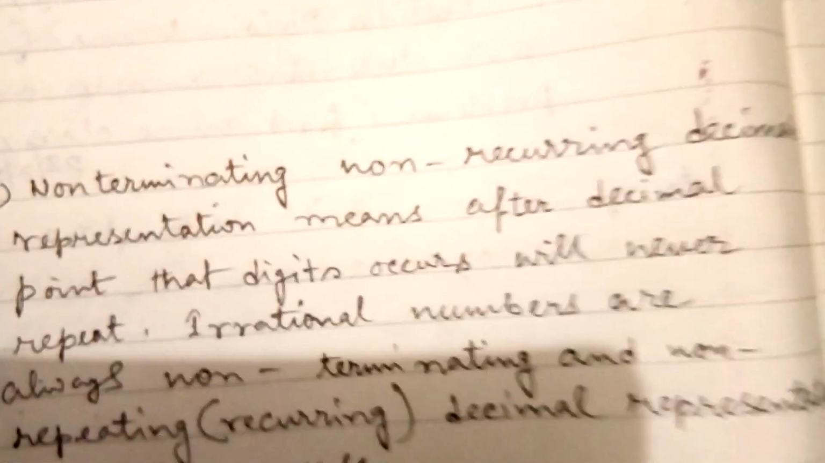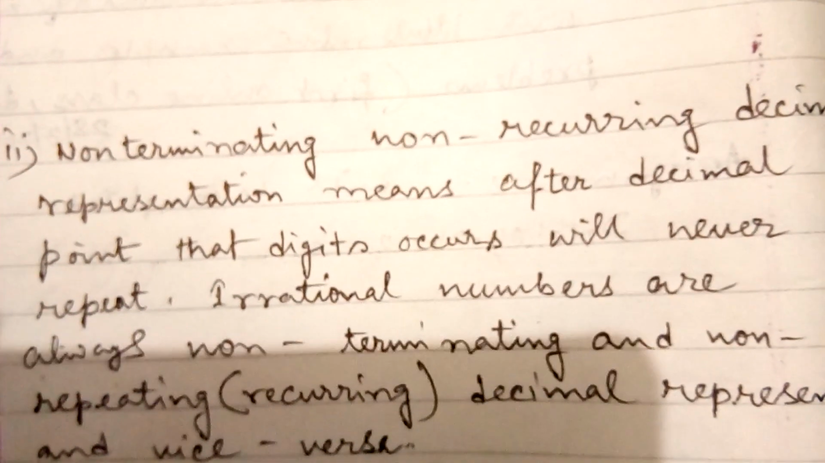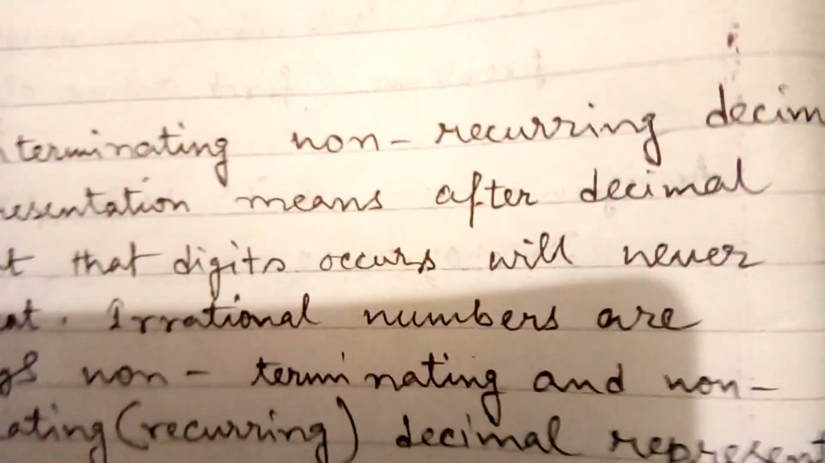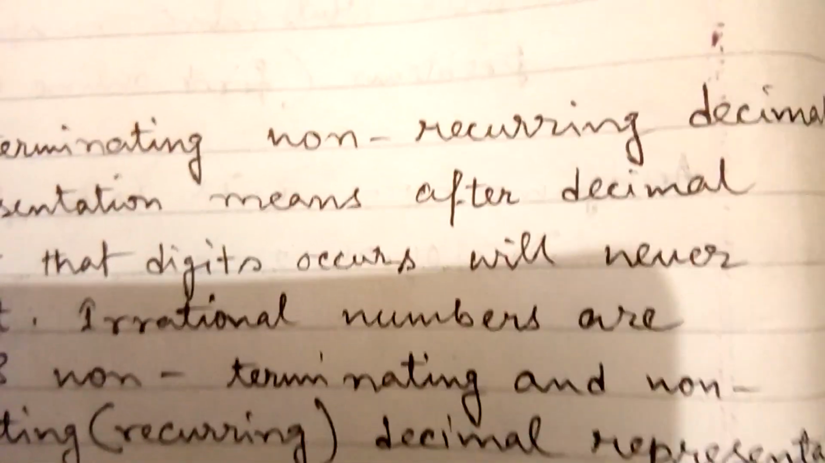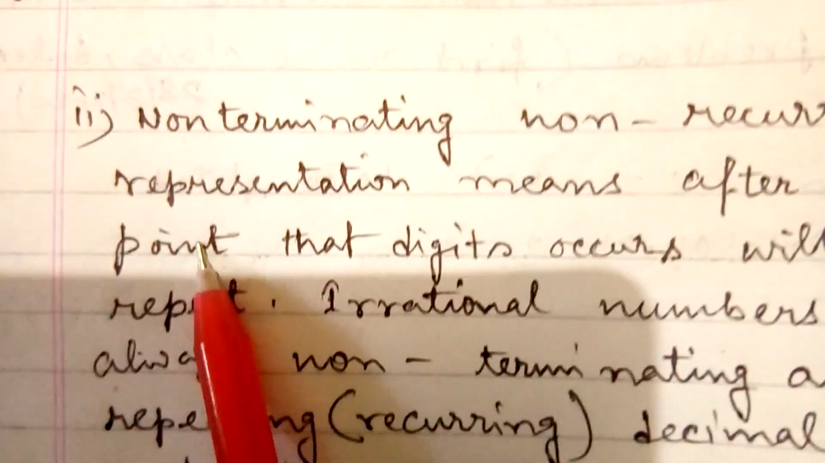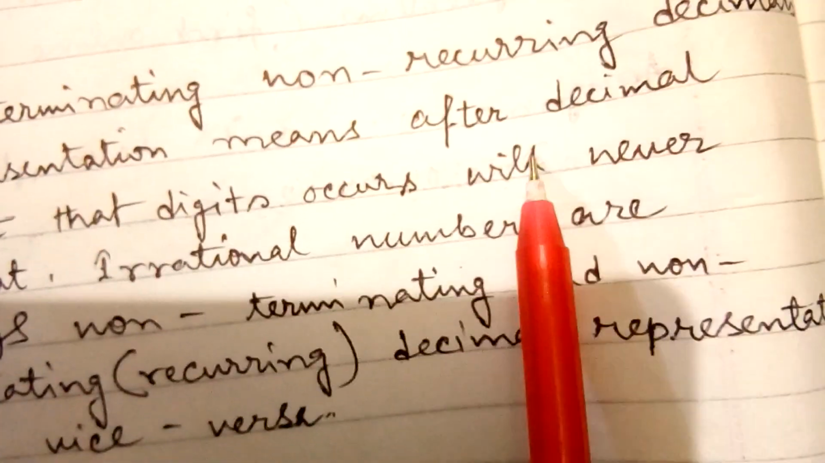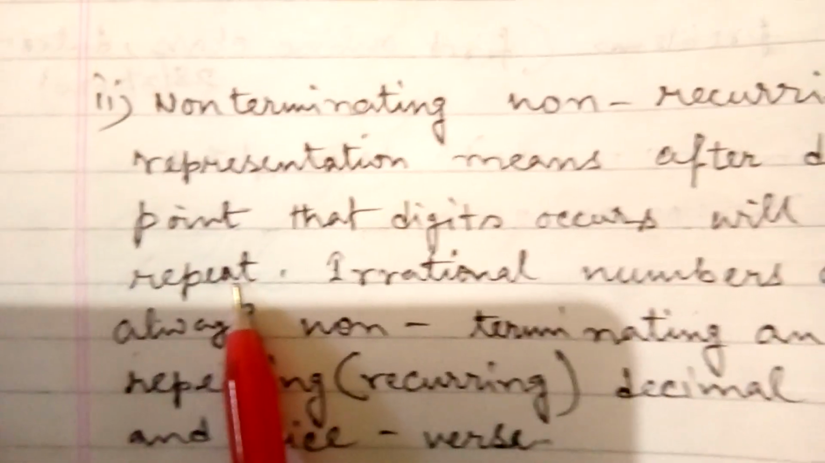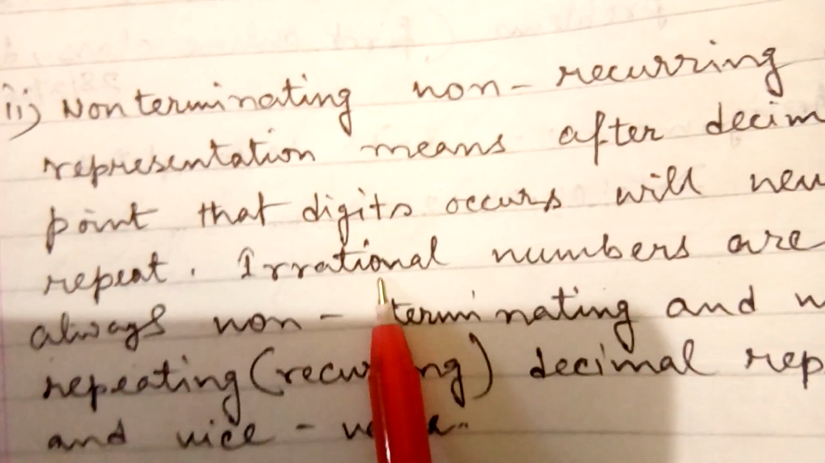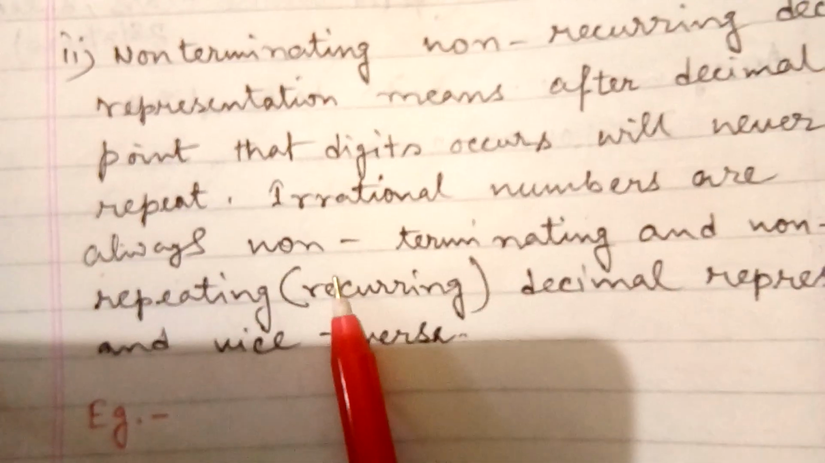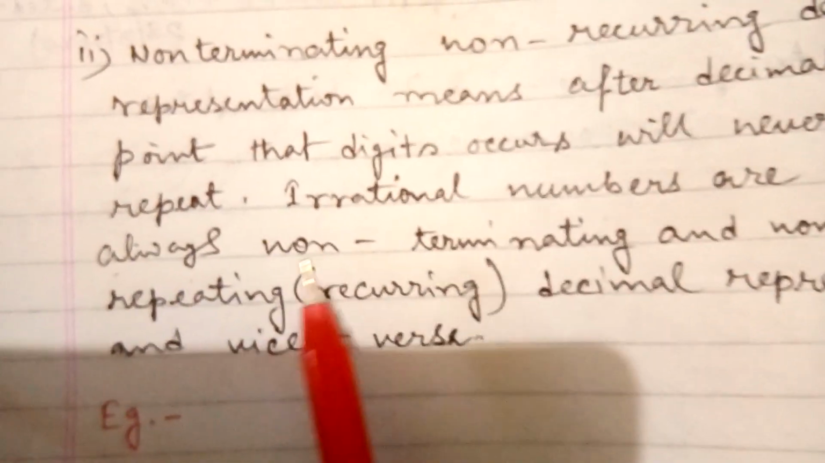Now we will discuss the next part, non-terminating non-recurring decimal numbers. Recurring means repeating. This means the representation where after the decimal point the digits that occur will never repeat. Naturally, irrational numbers are always non-terminating and non-repeating, non-recurring decimal representations, and vice versa.